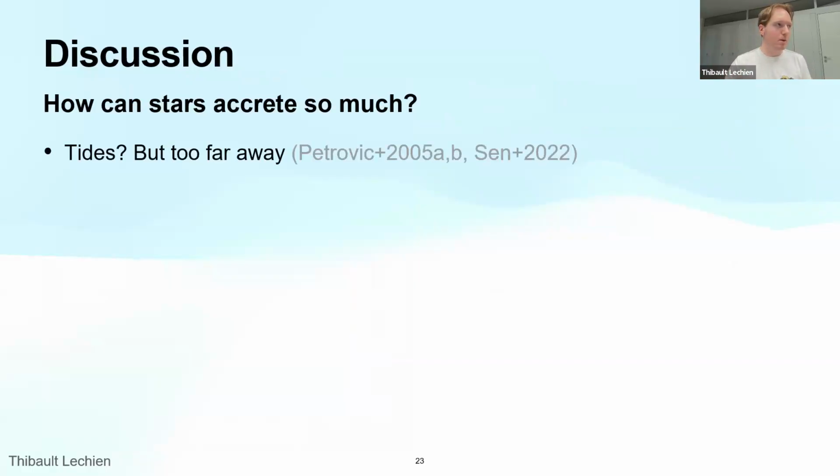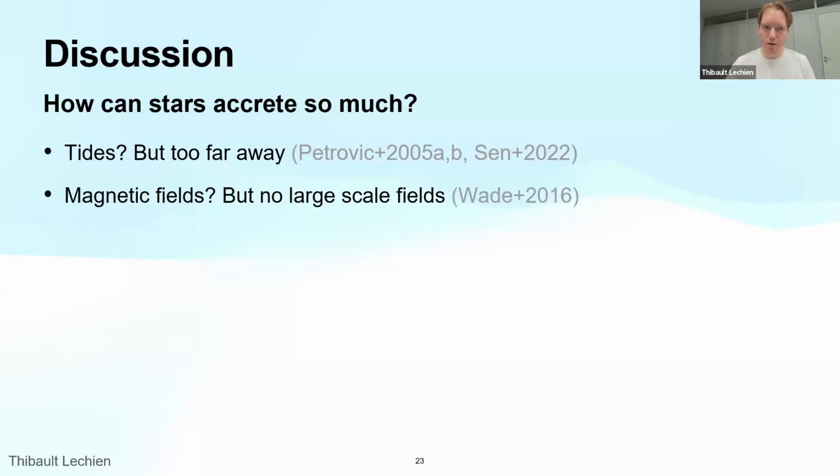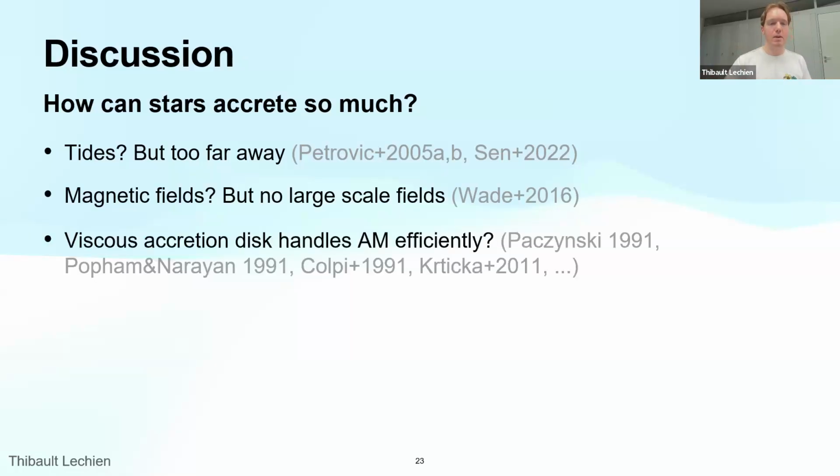There are a few possibilities that we thought of. One is that it could be tides, but these stars are too far apart for tides to have had a strong effect in their evolution. There could be some magnetic fields that explain this, but up until now, I don't think large-scale magnetic fields have been detected. And then the most plausible explanation here is that there's some kind of viscous accretion disk that can handle this angular momentum efficiently, which theoretically shouldn't limit accretion.